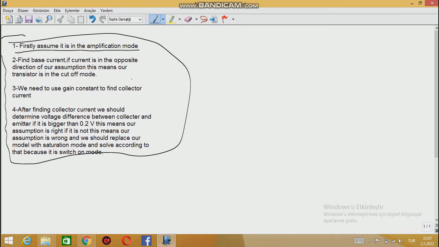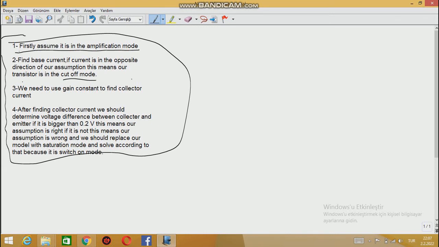After we assume that, we need to replace our transistor with the amplification equivalent circuit, which I mentioned in the previous video. Then we should find the base current. If the current is in the opposite direction of our assumption, this means that our transistor is in the cutoff mode. And if we determine it is in the cutoff mode, we don't have to make these last 2 steps, because it is in the cutoff mode. We only replace it with the cutoff equivalent circuit and solve that circuit.